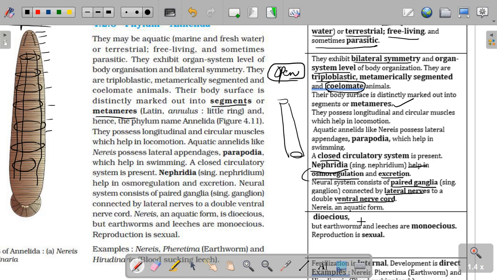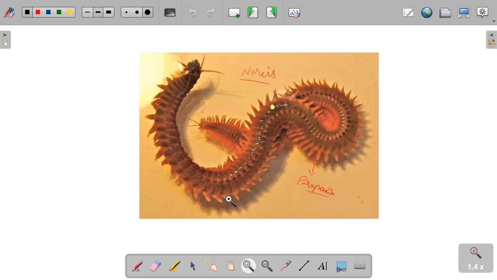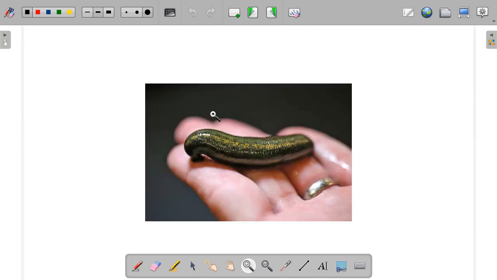So this is the Nereis, the aquatic form of Annelida. You can see they have parapodia being clearly visible right over here. Parapodia. Leech, one of the example. You can see how the body is segmented. Earthworm. You can see the metameres clearly visible. Annulus, rings.